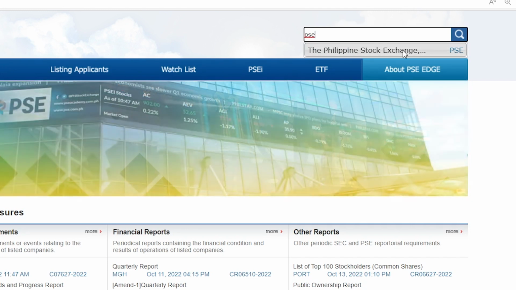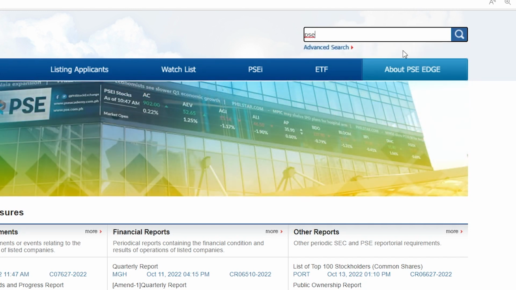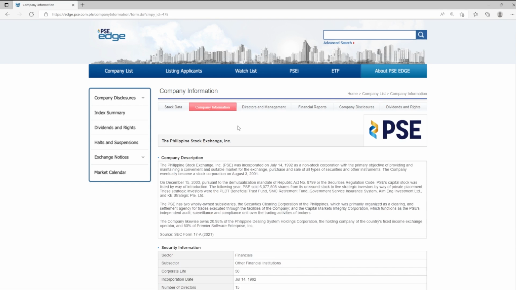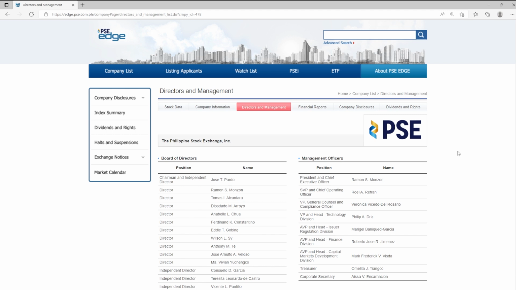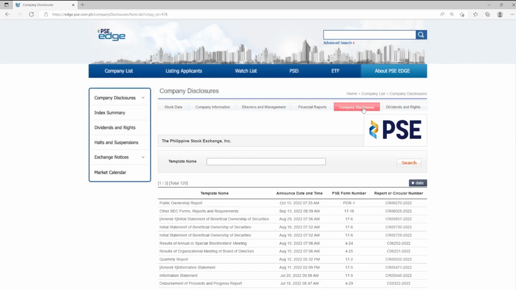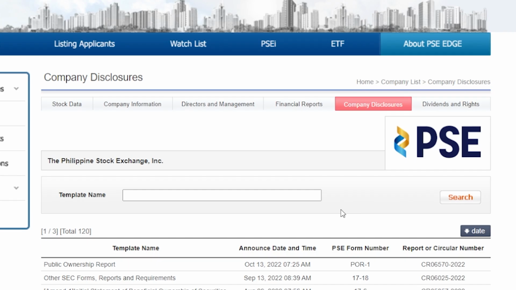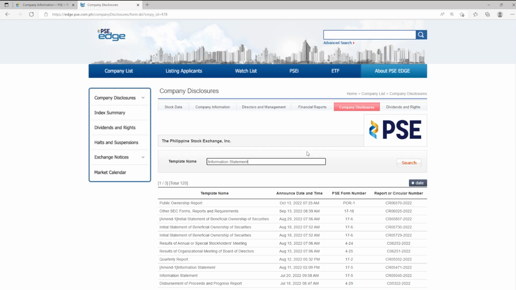This will direct you to the company information section of the Edge portal, which would contain similar information about the company as in the PSE website. Choose the Company Disclosures tab to view the disclosures. From the Company Disclosures tab on PSE Edge, you can type in the template name of the specific disclosure that you need or scroll through the various disclosures in the past 2 years.